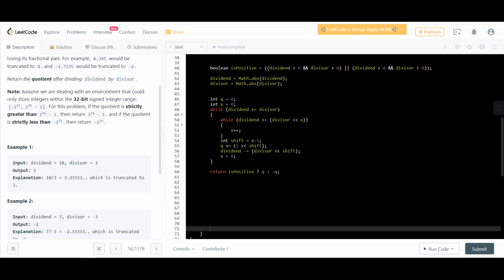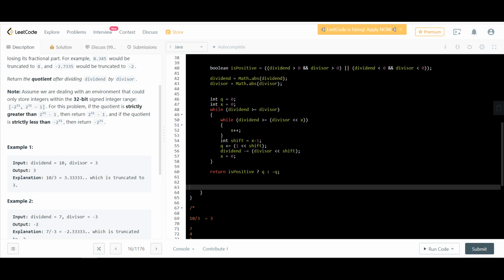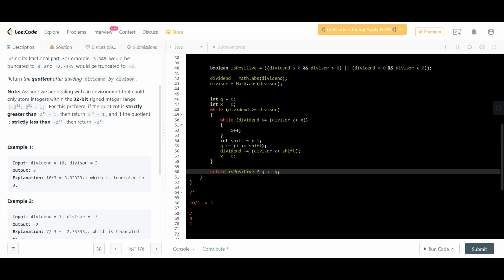Now, are there any more problems here? I can think of one problem, which is when we do this left shift, we only have 32 bits.